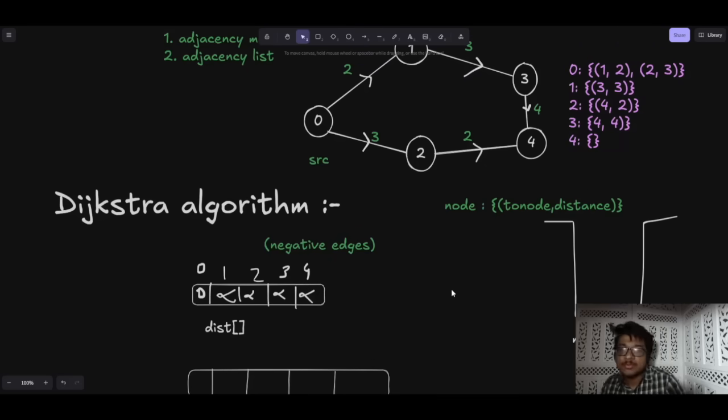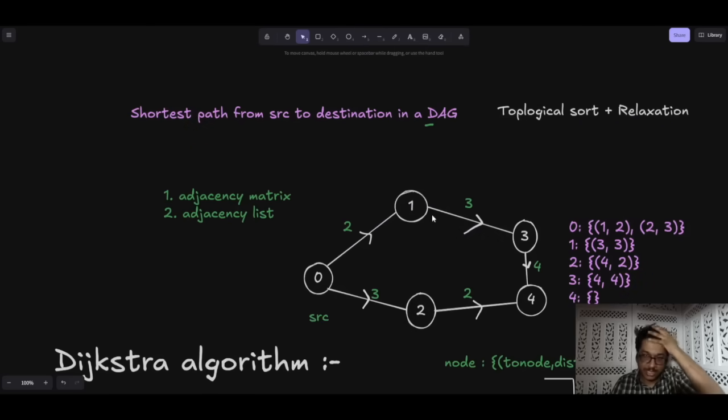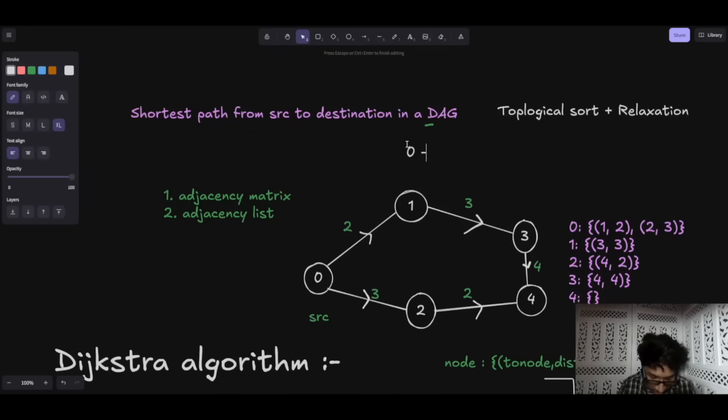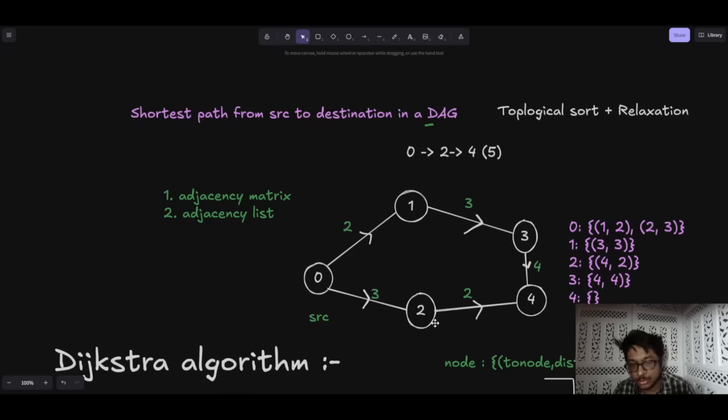We keep track of this at the end because I have to print out two things over here: the distance as well as the path. In this case, the path is going to be 0 to 2 to 4 for this problem, and the distance is 5, because 0 to 2 is 3, 2 to 4 is 2, and 3 plus 2 is 5. This is the shortest path from 0 to 4.